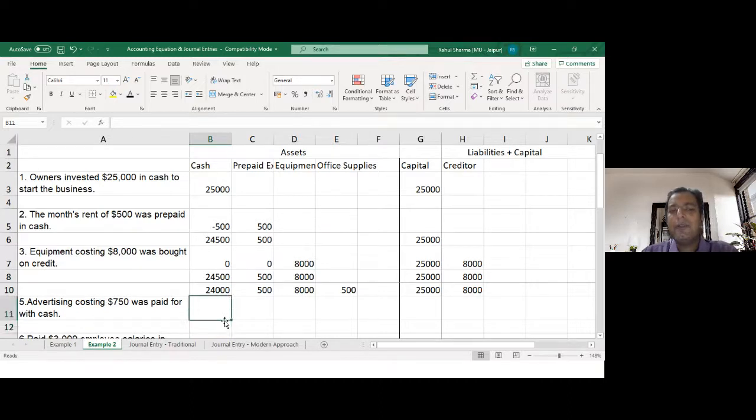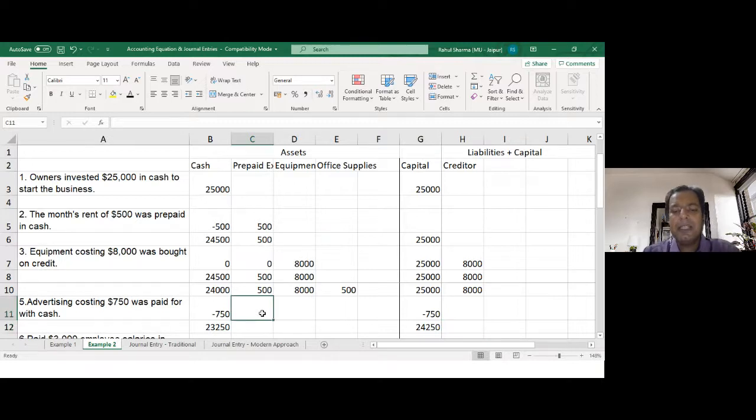Now we paid 750 in cash. So 750 paid in cash for advertisement. This is an expense. Do we get any asset when we pay for advertisements? No, we don't get any asset. But it's an expense. So when it's an expense and we paid it in cash, the first impact goes on my cash. My cash gets reduced by 750. What I'm left with is 23,250. And whenever we do any expense, it goes out of my capital. So again, my capital gets reduced by 750, and I'm left with 24,250.